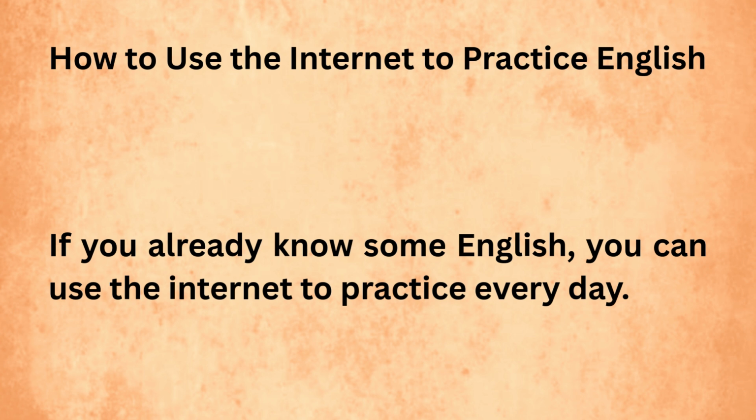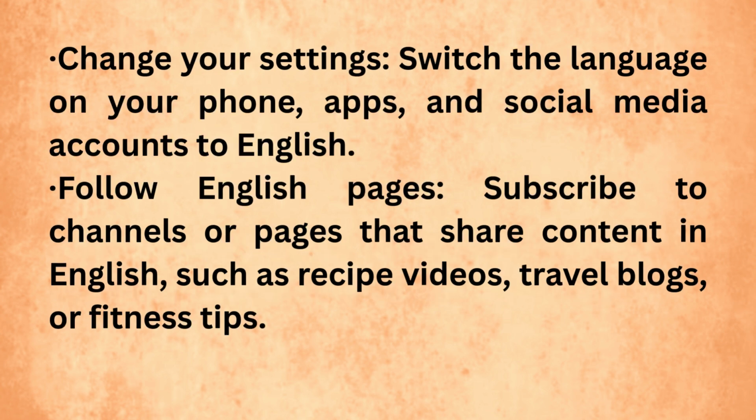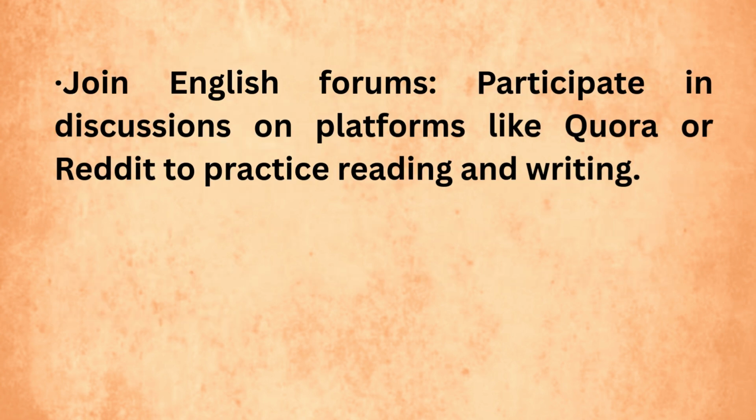How to use the internet to practice English. If you already know some English, you can use the internet to practice every day. Change your settings: switch the language on your phone, apps, and social media accounts to English. Follow English pages: subscribe to channels or pages that share content in English, such as recipe videos, travel blogs, or fitness tips. Join English forums: participate in discussions on platforms like Quora or Reddit to practice reading and writing.